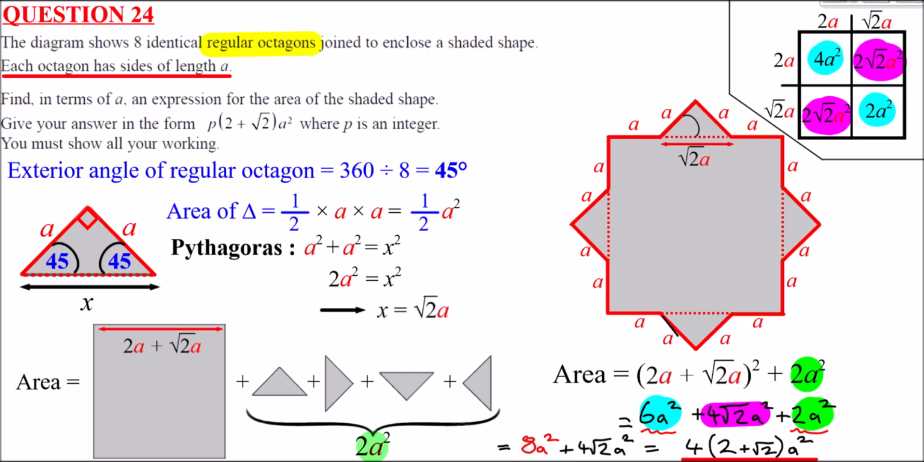Not that the question asks you to explicitly say, but if you want to, you could just make a point saying, therefore, p, this coefficient here at the very front, is 4. But the question wasn't to say that p is 4, the question was to arrive at this full expression as such. So that's question 24 completed, hence the whole paper.